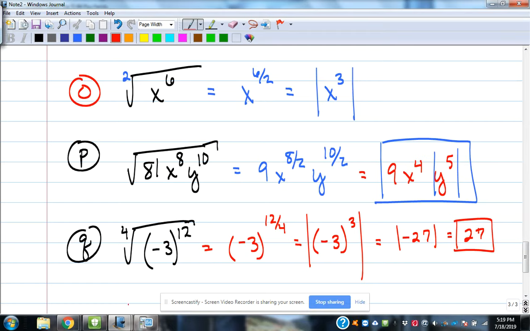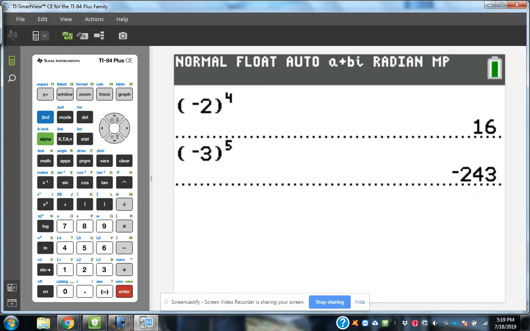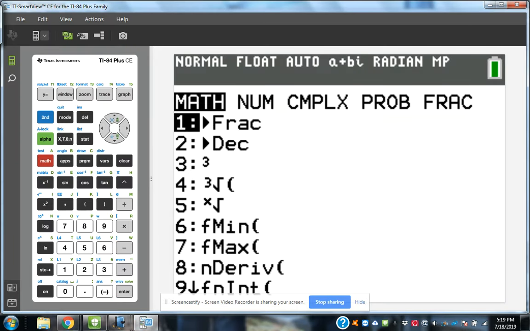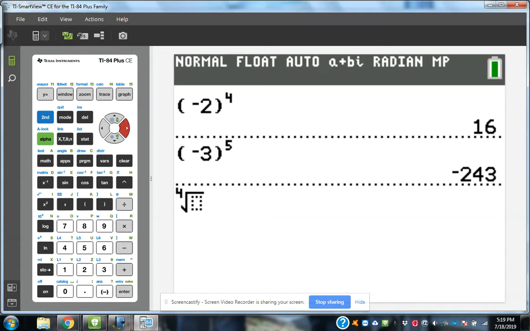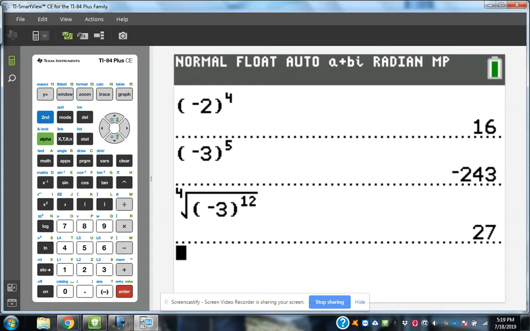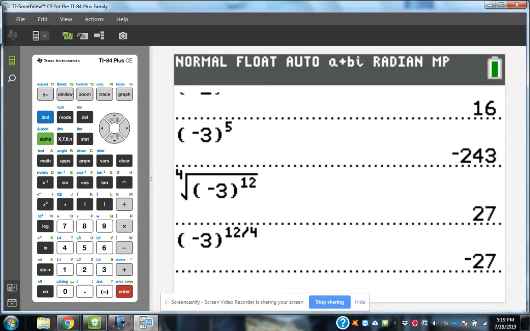If I did this with the calculator, I could hit math, and then I could go down to option 5 and put a 4th root, and then parentheses -3 raised to the 12th, like that. And it cranks out the same answer. So when it's a number in there, you get the niceties of being able to type that in the calculator, whether you want to use the root with the index, or just type in -3 raised to the 12 over 4, using that rational exponent.